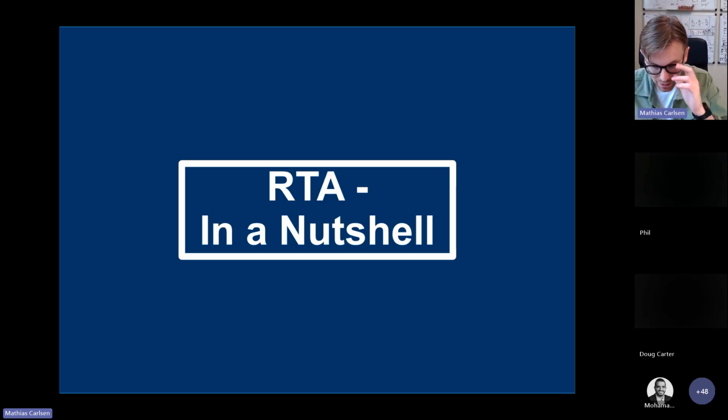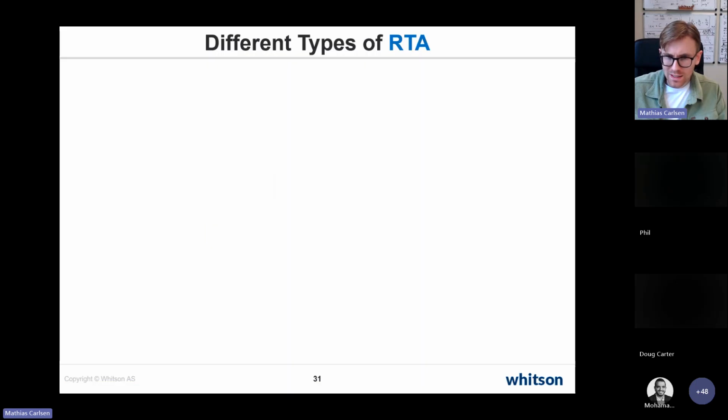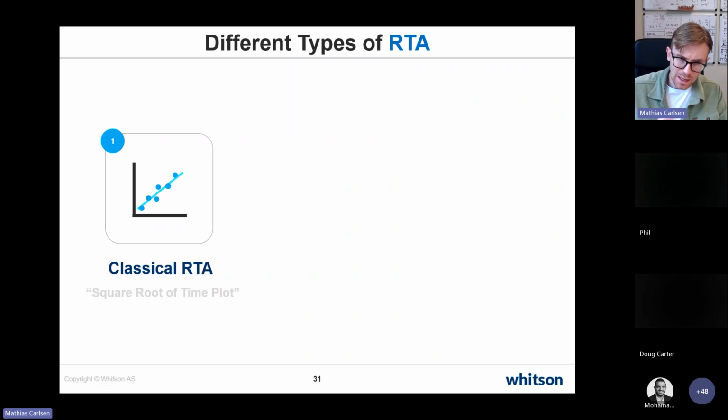And before we take the first break today, we've actually covered a lot of the introduction theory. What we're going to talk about now is RTA in a nutshell. So I'm going to go through the essence of the course today in probably 15-20 minutes. And the essence of the course today is we're going to cover classical RTA. And classical RTA involves the use of the square root of time plot.